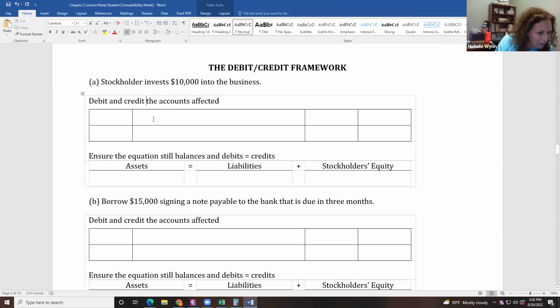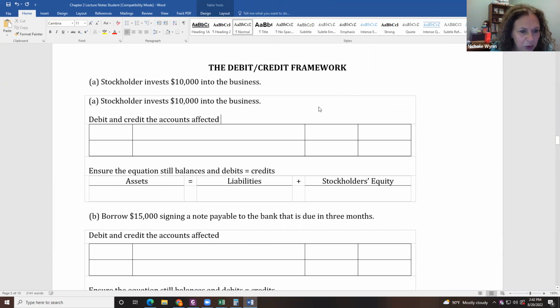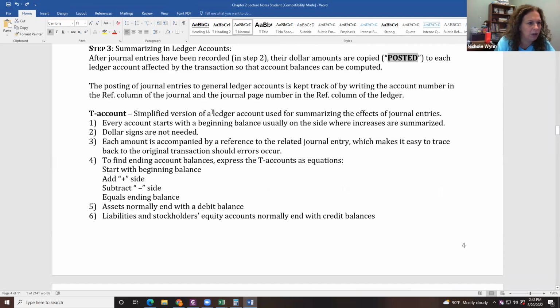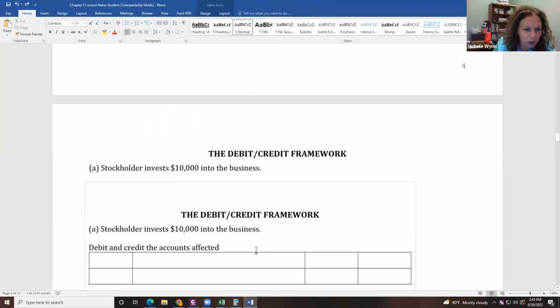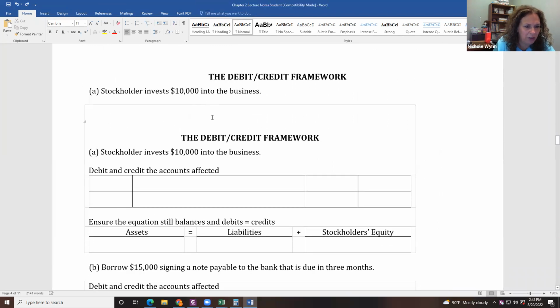I'm now on page 5. And I wish I would have made this a little bit cleaner for you. Oops, what's happened? Okay, so, oh, did it do that?